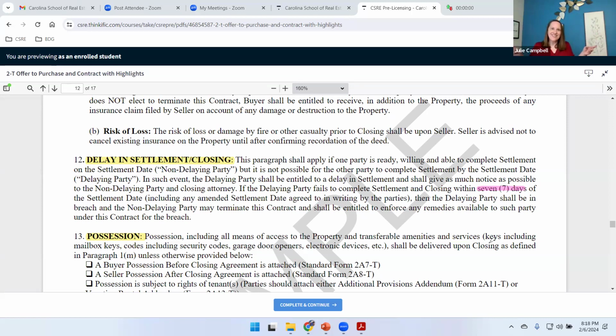On day 8, the seller could terminate. They've given that 7-day delay. We could also negotiate a new settlement date. If we don't, though, we have a 7-day delay built in because things just happen.